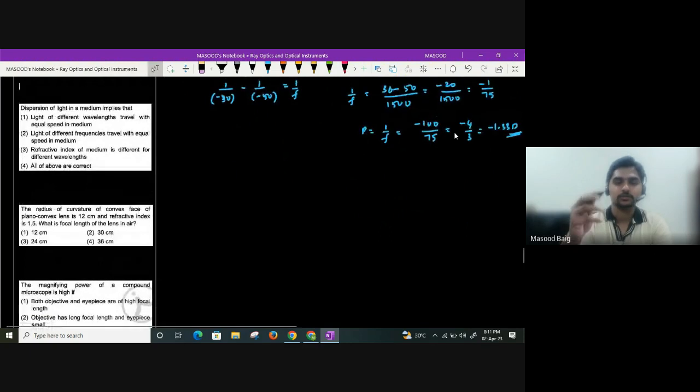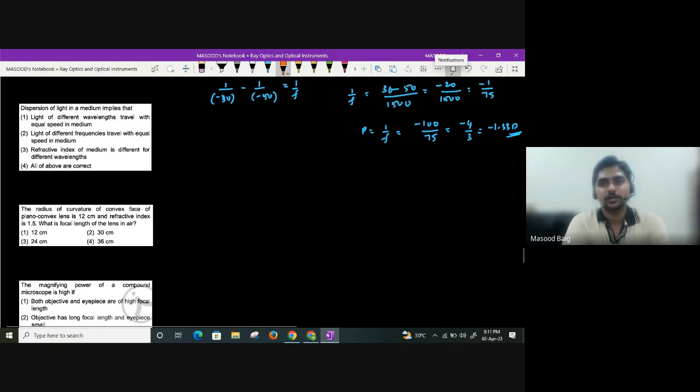Let us see. Dispersion of light in a medium implies that. What is dispersion implying again? See, guys, definitely 5 to 6 questions will be direct statements, because that has been the scenario in the past 3 years. 5 to 6 questions are coming like statements only. So dispersion of light in a medium implies that. What is happening? Let us try to understand.